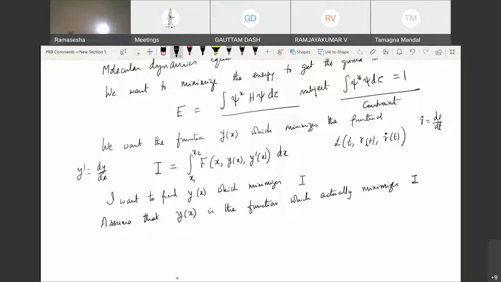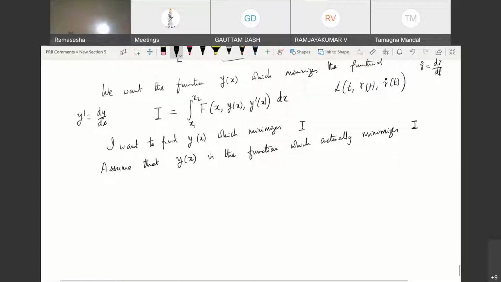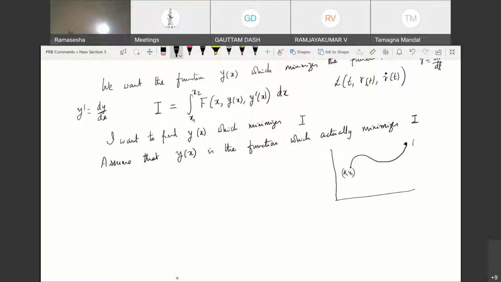What it means is the following. So I have my y of x. So this is x1, y1 and x2, y2. I have a function going through x1, y1 and x2, y2. This is y, this is x, and this is a function which minimizes I.